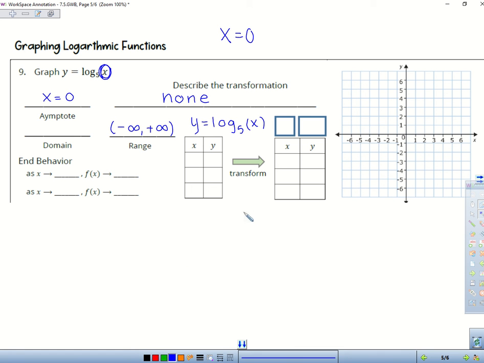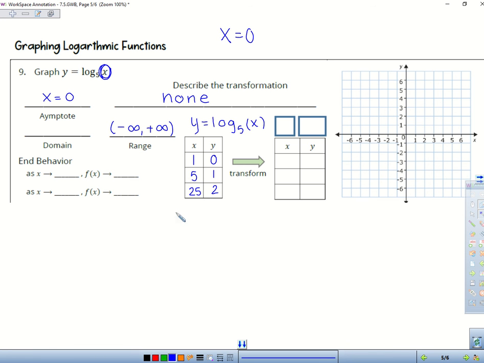So here's how you set up your table. This is going to be, for your parent, 0, 1, and 2. And this is always going to be 1, your base, which is 5, and your base squared, which is 25. Now, if you're wondering, well, why? Where did those numbers come from?